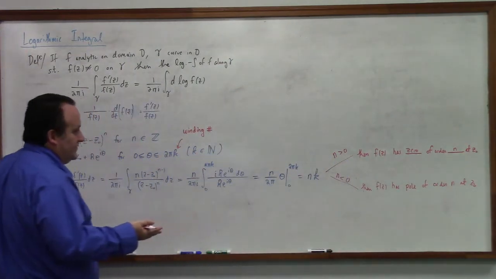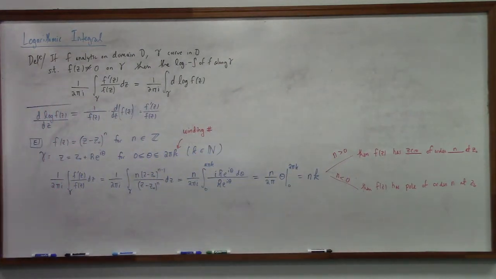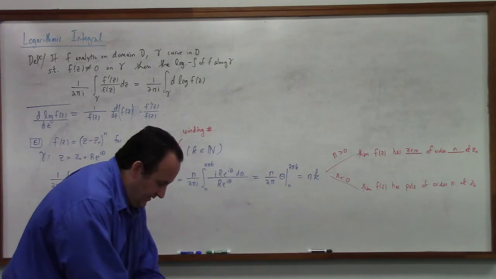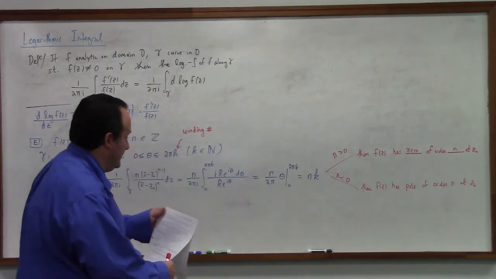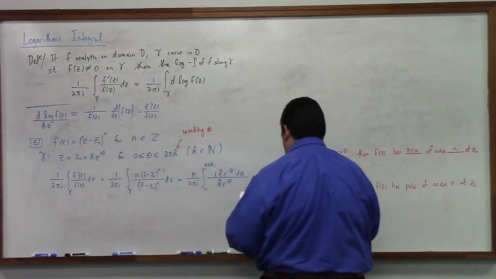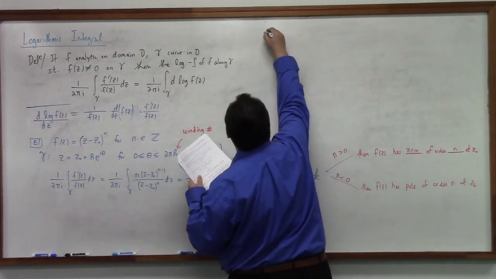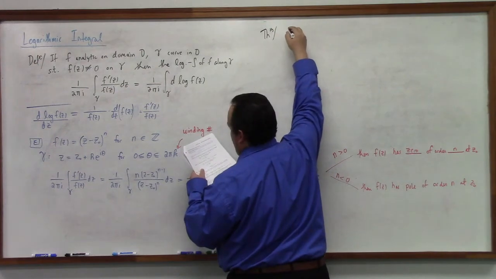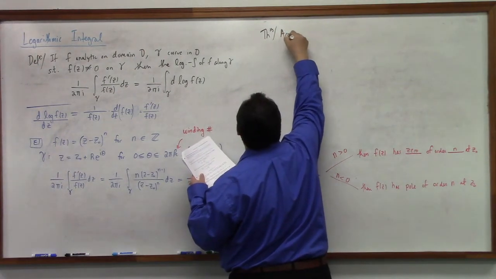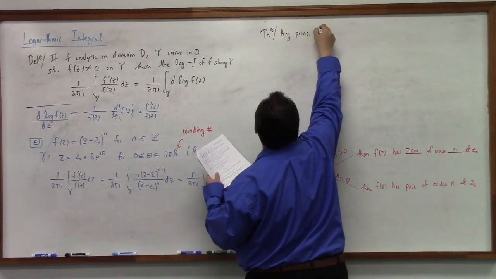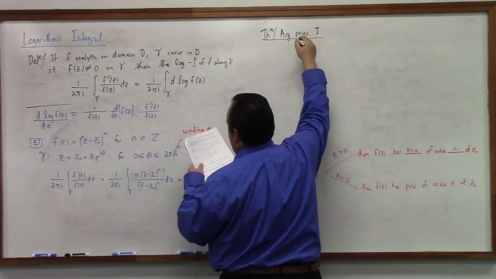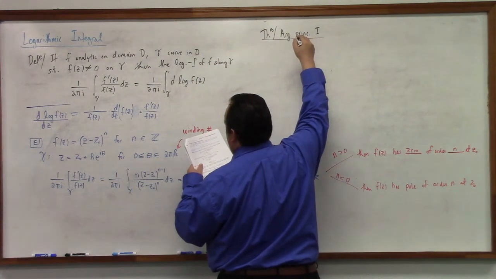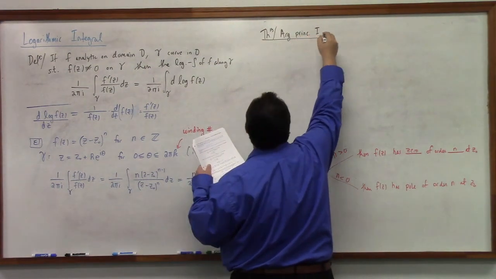So what is this logarithmic integral doing? It's counting something about the zeros or the singularities within the curve. So that's essentially the argument principle. Let me write it down as a theorem. Theorem, argument principle 1. It says, let D be a bounded domain with piecewise smooth boundary, boundary D, and let f be meromorphic.